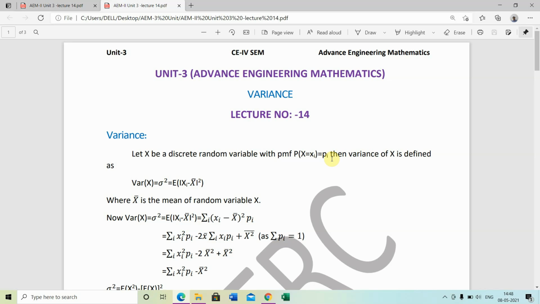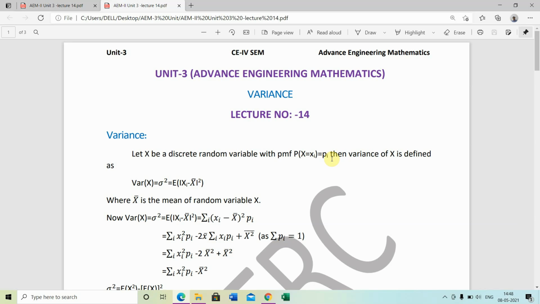whole square. This type of variance we defined. In the moments also we identified the value of E(xi minus x bar) whole square. Similar way, here x bar is the mean of random variable X, so variance X, sigma square, equals to expectation (X minus x bar) whole square, equals to summation over i of (xi minus x bar) whole square pi. Pi is the probability mass function.